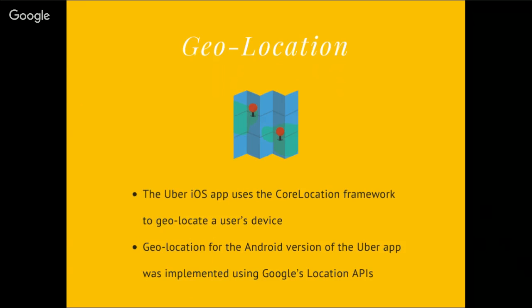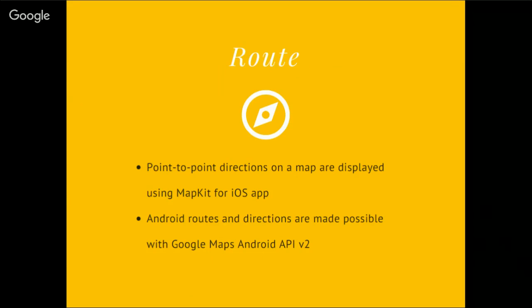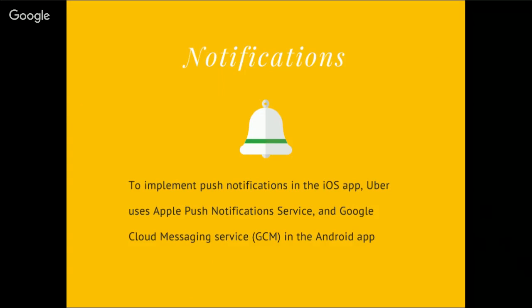I am going to take some major aspects of technology here, like geolocation. The Uber iOS application uses the Core Location framework to geolocate a user's device. Geolocation for the Android version of the Uber app is implemented using Google's location APIs. Pretty standard. The route is usually mapped with point-to-point directions using MapKit for the iOS app and using Google Maps Android API version 2 for Android maps. Notifications are implemented using Apple Push Notification, and for Google using the Google Cloud Messaging service in the Android app.